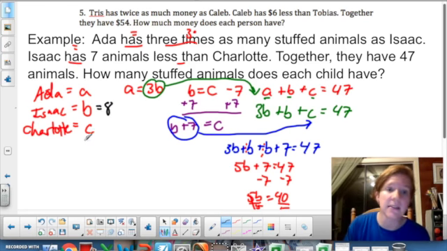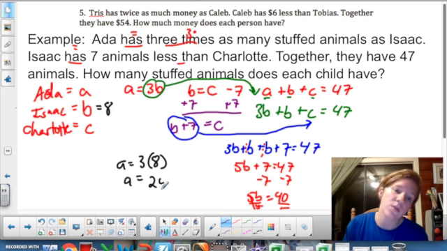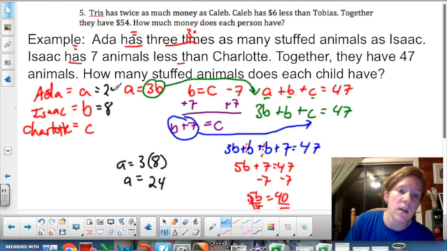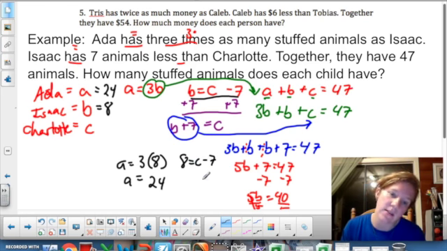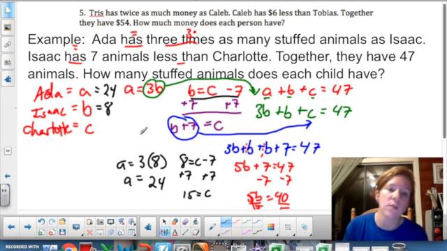So Isaac has 8. Let's figure out Ada. Well, Ada, we were told, has 3 times as many as Isaac. So if I take that b and replace it with 8, then I have Ada equals 24 stuffed animals. And Charlotte has, see, Isaac has 7 animals less than Charlotte. So again, we're going to go right to this equation that we wrote to go along with that sentence. So if Isaac has 8, then Charlotte minus 7 will give us how many Charlotte has. So if I add 7 to both sides, then that gives me 15 equals Charlotte.